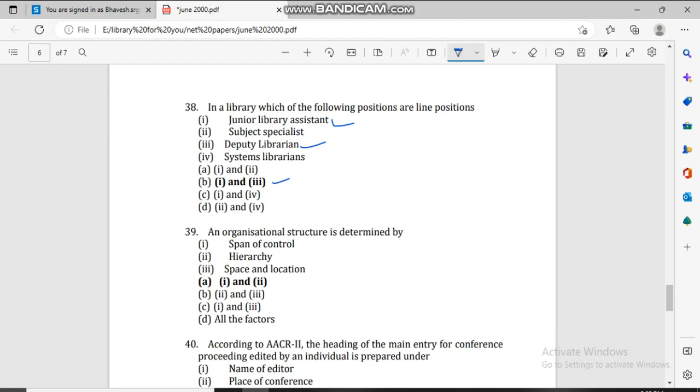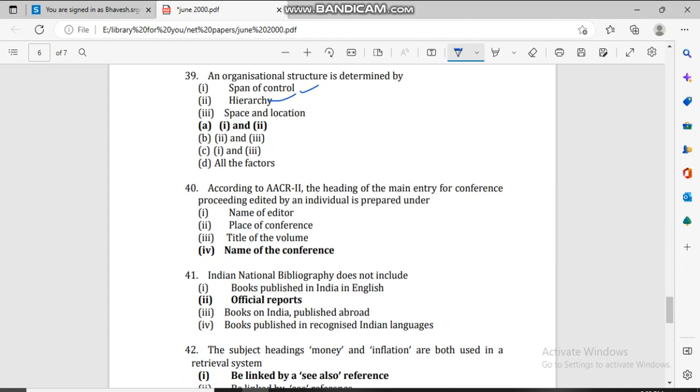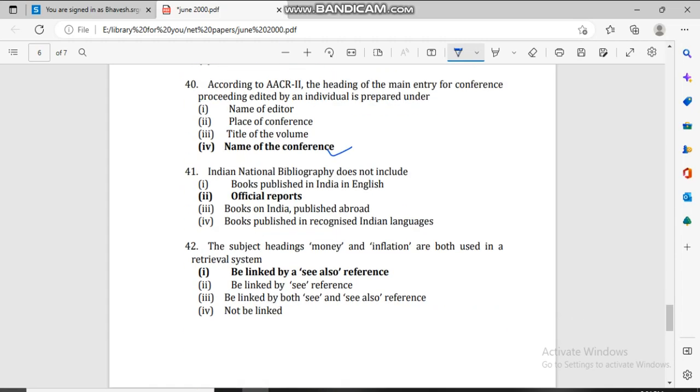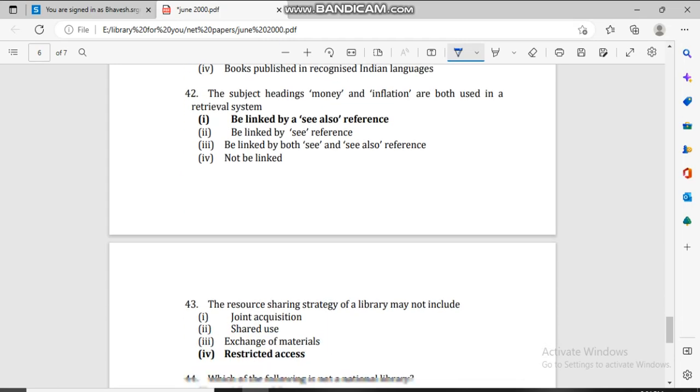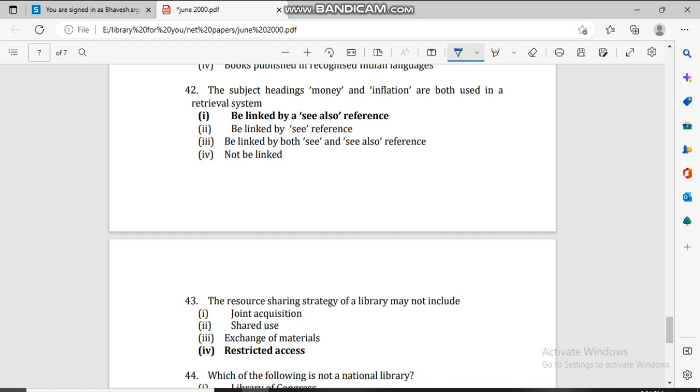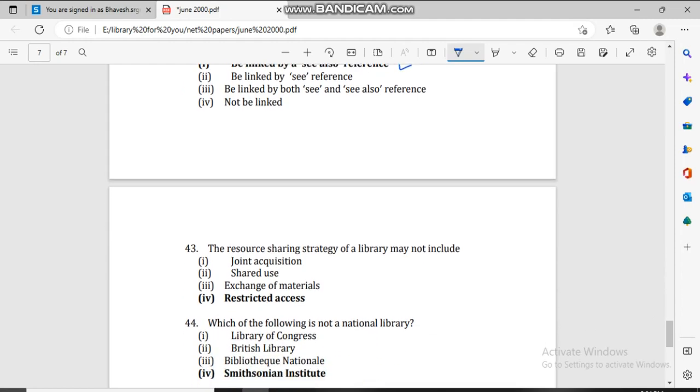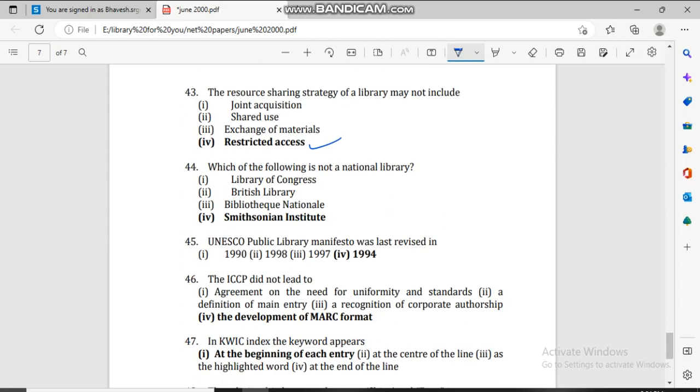An organization structure is determined by span of control and hierarchy. According to AACR2, the heading of the main entry for conference proceedings edited by an individual is prepared under the name of the conference. Indian National Bibliography does not include official reports. The subject headings money and inflation, both used in a retrieval system, should be linked by a see also reference. The resource sharing strategy of a library may not include restricted access.